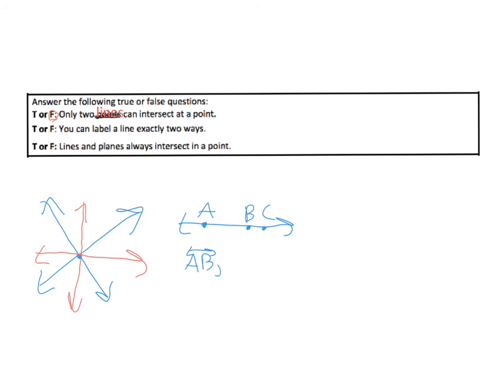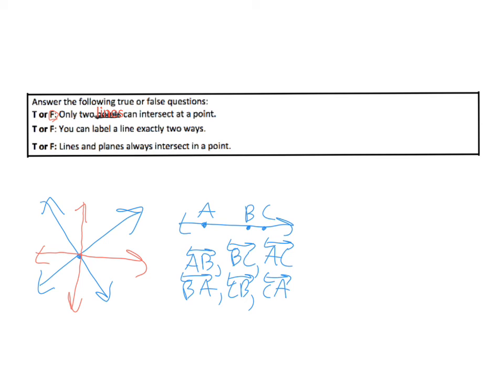We could label it BC. But we have more labels. We could do AC. And of course we can always switch all of these around. We can do BA. We can do CB. And we can do CA. So lots of ways to label this line. Definitely more than 2. And we can always do more than 2.